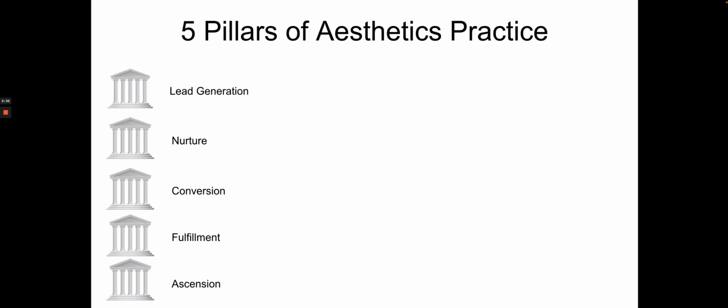So there's 5 pillars of the aesthetic practice, and we'll go into each of these in detail and give you an example. But from a very high level point of view, here they are. They are lead generation, lead nurture, conversion, fulfillment, and ascension. And don't worry if you don't understand all of them yet. Like I said, we're going to define each of them and walk through and give you an example.